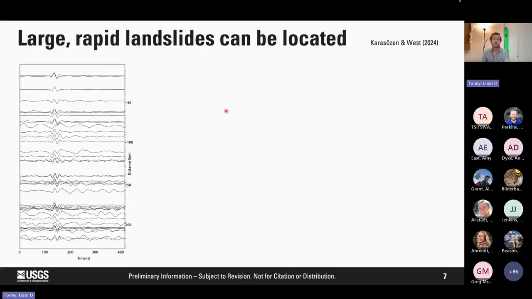So we can also locate large and rapid landslides using the long period seismic radiation that they produce. And so this slide, I'm showing an example of an algorithm developed by Ezgi Karasozin and Mike West at the Alaska Earthquake Center that's currently running on continuous seismic data in Alaska. And it's based on the idea that you have a bunch of seismic waves in long periods. Time is on the x-axis here, and distance from a source is increasing as we go down.